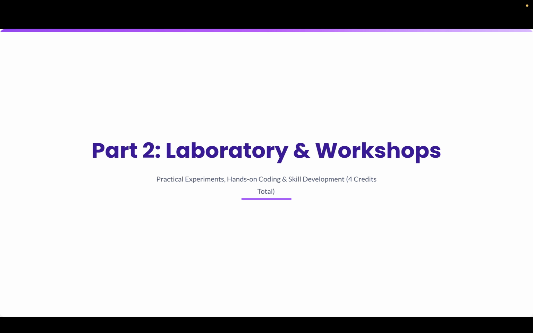And coming to the second one, we have laboratory and workshops. See, laboratory and workshops both come under practical labs. So see, here you need to do practical experiments, hands-on coding, and skill development, and it contains 4 credits, because in your theoretical part we already studied 16 credits, right? So 16 plus 4 equals 20 credits, which are important to promote you to the second semester.